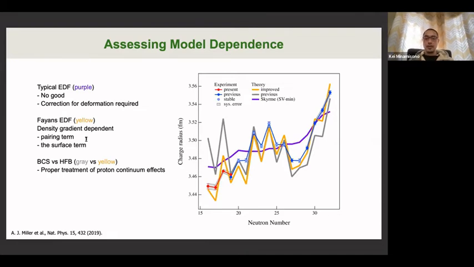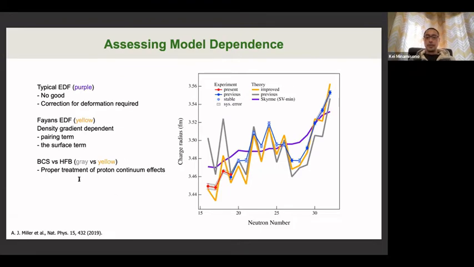There's another one, the Fayans EDF, which is shown in yellow. We listened to a very nice talk from PG on Monday, and this EDF contains novel density-gradient-dependent terms in the pairing term and also the surface term. This addition makes this EDF so successful, not only for the calcium isotopes, but for other elements, like we saw in the previous talks.